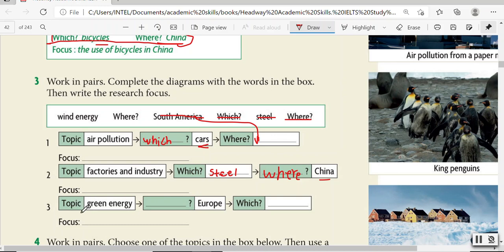Number 3, topic, green energy. We have a topic about what? Green energy, and Europe. Green energy, Europe. So Europe, it's a place, it's a location. We must say where.